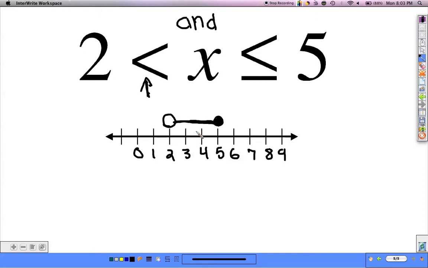So in interval notation, the way we would write that is the solution set goes from 2 to 5, and it doesn't include 2, so here we use just the parentheses, and above 5 we use the brackets. And that's it. That's interval notation for you.